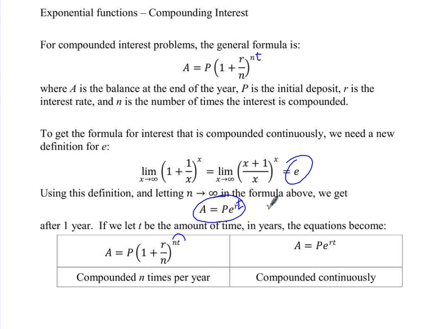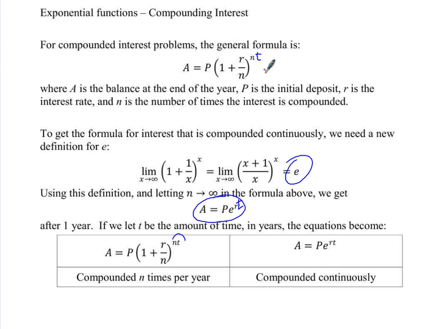Nice. A equals P e to the rt. There has to be time in there, otherwise you don't know how much interest you get. So this is compounded continuously. This is compounded some other amount per year.